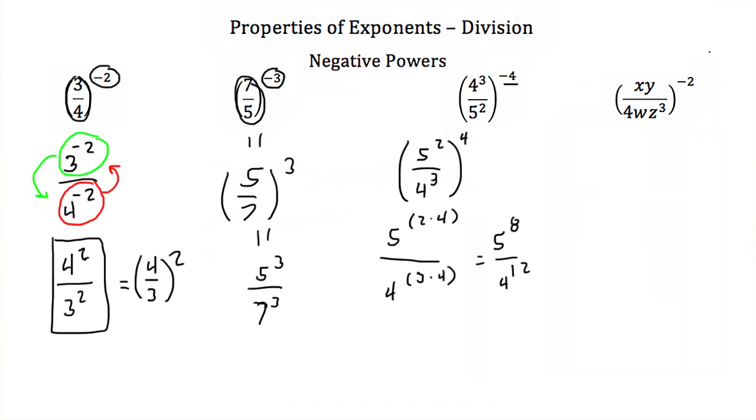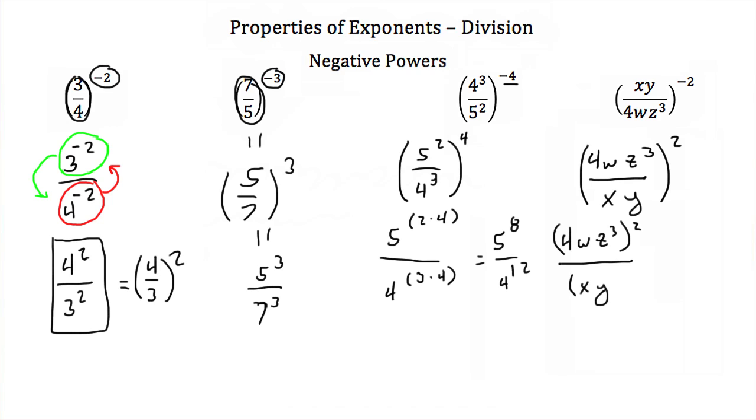And again, the same thing happens when we have variables. Here we have a negative 2 exponent on the outside of x times y divided by 4wz cubed. Well, right away we can take the reciprocal of this. That will be 4wz cubed divided by xy. And now this would be raised to the positive 2 power, or squared. Now we'll distribute this squared power inside. So we'll have 4wz cubed squared divided by xy squared.